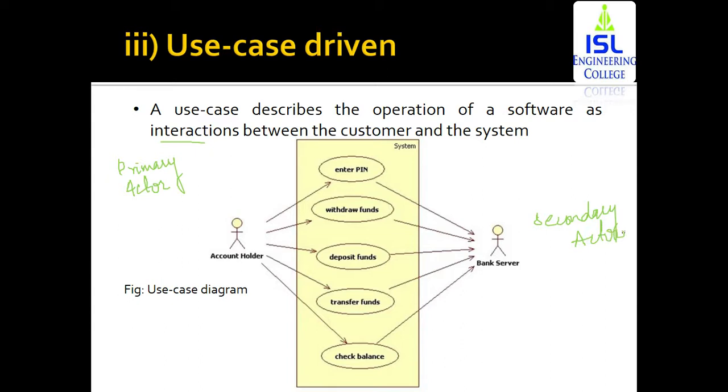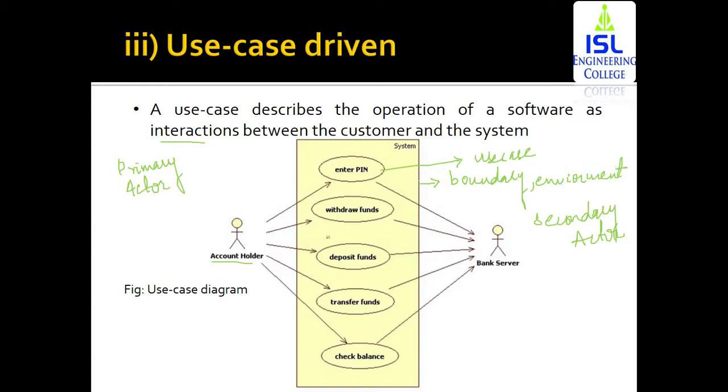So the primary actor makes use of the secondary actor to fulfill a particular task. Now in here, the primary actor is an account holder. These oval boxes are called use cases. This rectangular boundary can be called the boundary or environment.